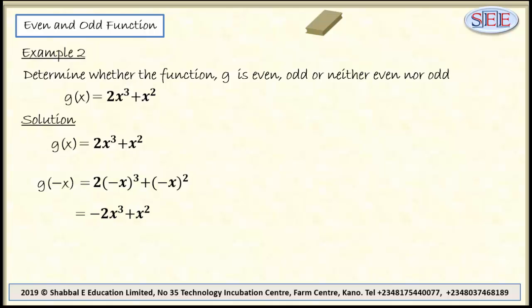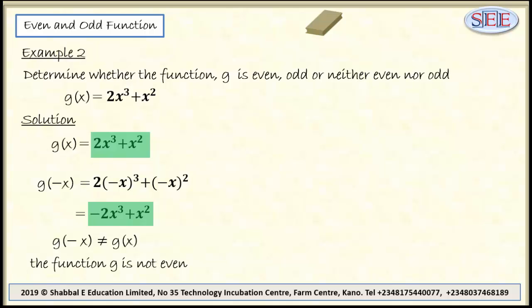Next I will compare my g of minus x with g of x. Looking at these two highlighted expressions, g of x is 2x raised to the power of 3 plus 5x squared. And g of minus x, you can see, is minus 2x raised to the power of 3 plus 5x squared. Looking at these two, we check whether they are the same. If they are the same, then you can conclude that the function is an even function. But these two are not the same. g of minus x is not equal to g of x. Therefore, the function g is not an even function. So I will now move ahead and test whether it is odd.